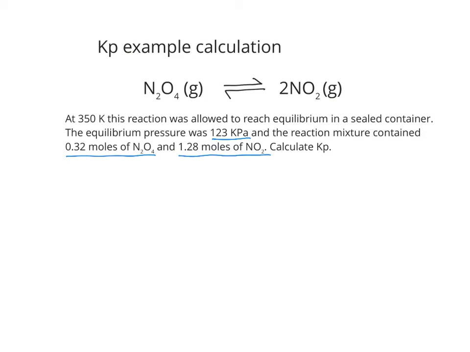Calculate Kp. So to do this, we need to work through mole fractions in order to work out partial pressure, because partial pressure is the P in Kp, and that's what goes into my final equation. So, mole fractions. First of all, I need to know a mole fraction was number of moles of the gas divided by the total number of moles. So I need to work out total number of moles of the gas, and that would be 0.32 plus 1.28, which is 1.6.